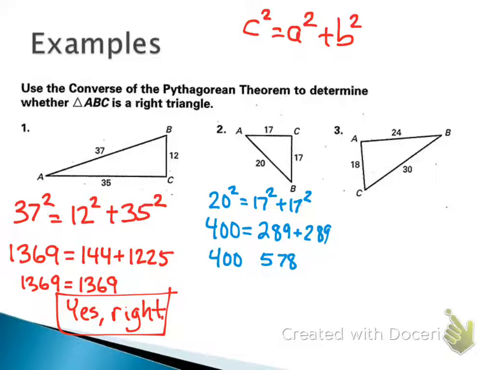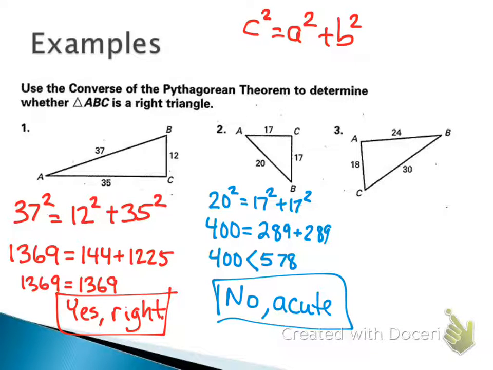So if they're not equal, is it a right triangle? No. What type of triangle is it? If the AB side is bigger than the C side, what type of triangle is it? Acute. Very good. Questions?